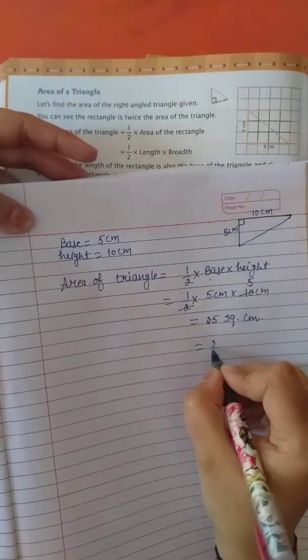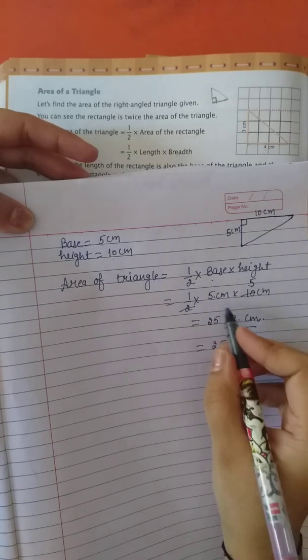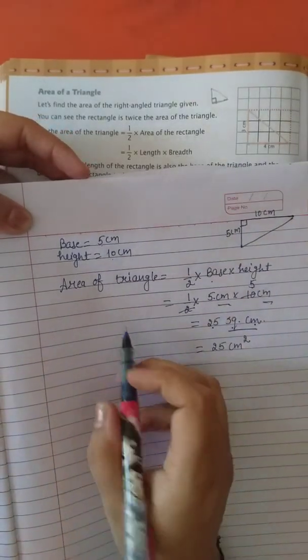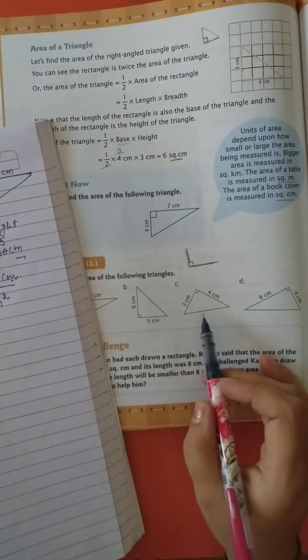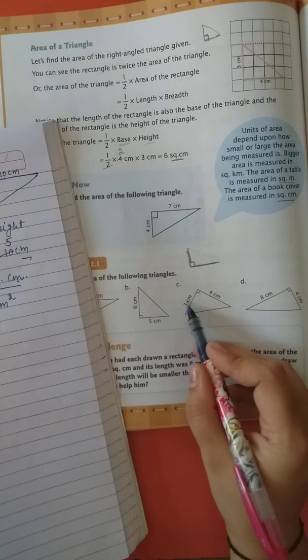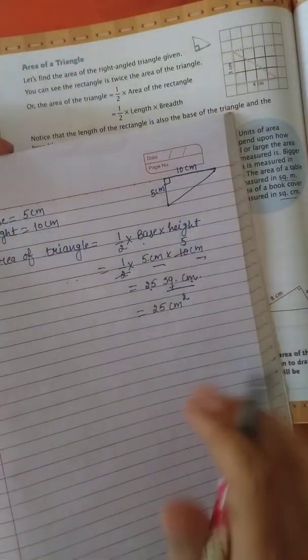We can also denote it as centimeter square, because centimeter occurs 2 times. 25 square centimeter. In this way we can find the area of a triangle. Moving to next, look at this here. Base of a triangle is 3 centimeter and height of a triangle is 4 centimeter.